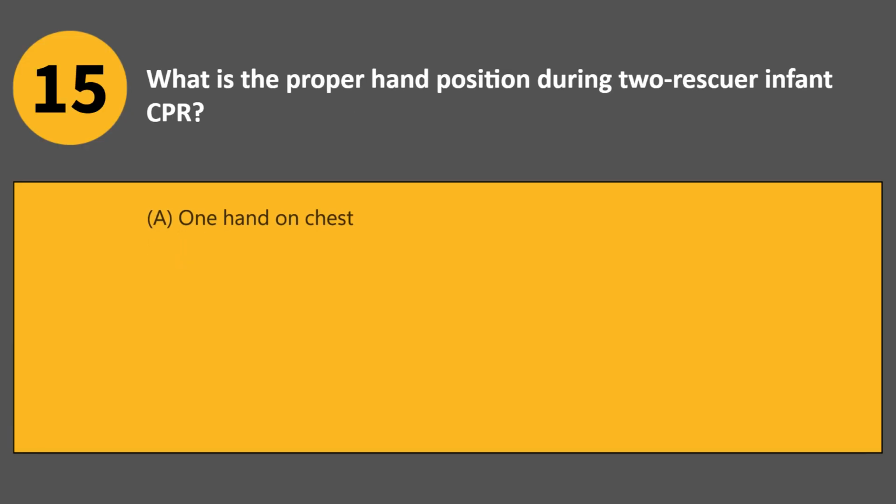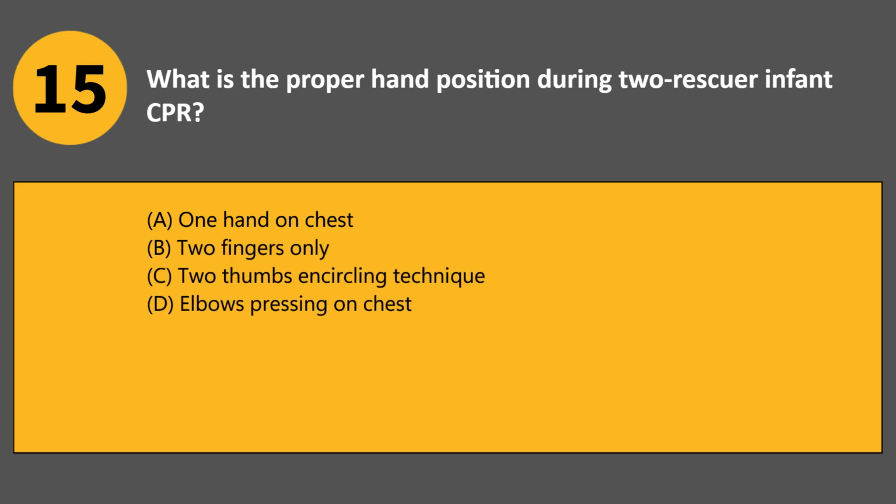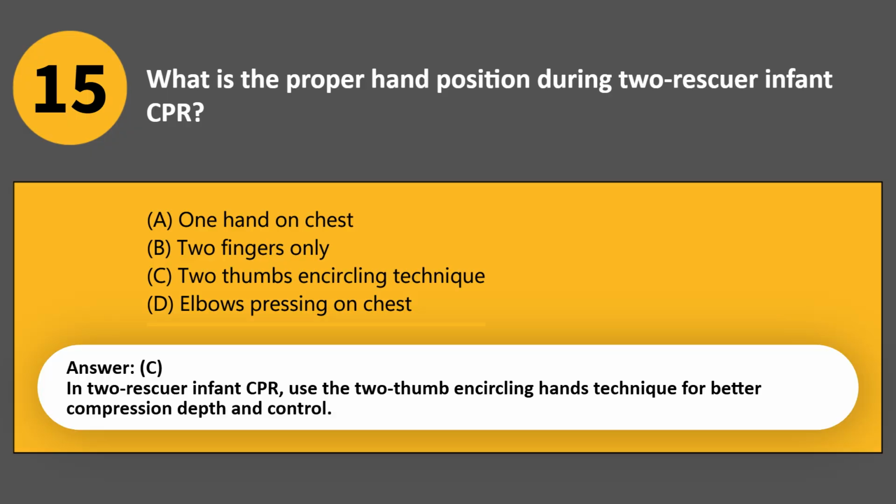What is the proper hand position during 2 rescuer infant CPR? A. 1 hand on chest. B. 2 fingers only. C. 2 thumbs encircling technique. D. Elbows pressing on chest. Answer C. In 2 rescuer infant CPR, use the 2 thumb encircling hands technique for better compression depth and control.